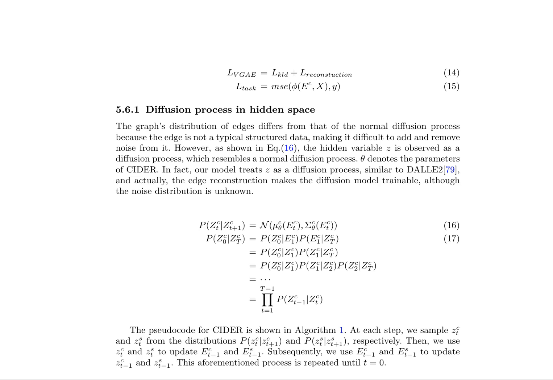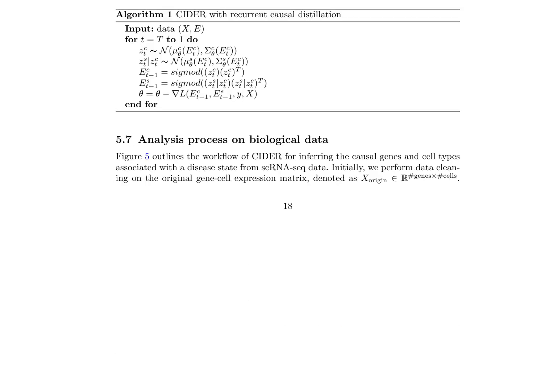are sampled from their respective distributions. The sampled values are then used to update ECT1 and ST1, which are subsequently used to update ZCT1 and ZST1. This process is repeated until t equals 0.